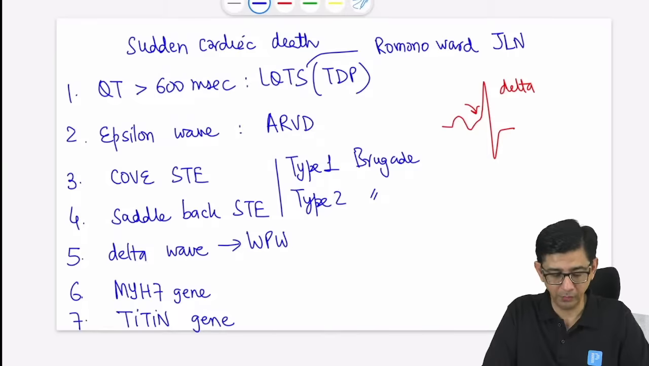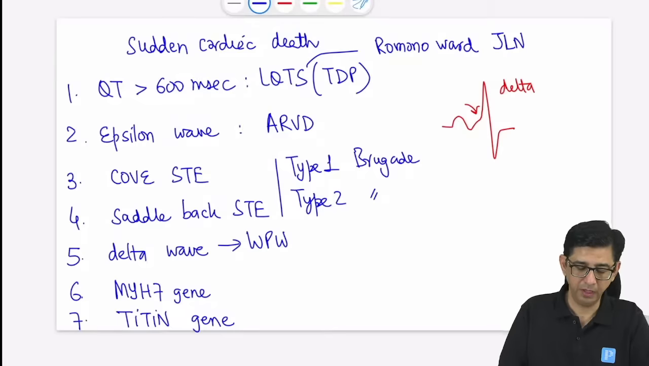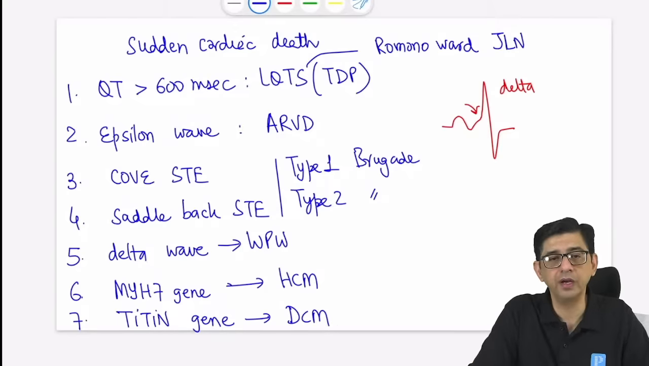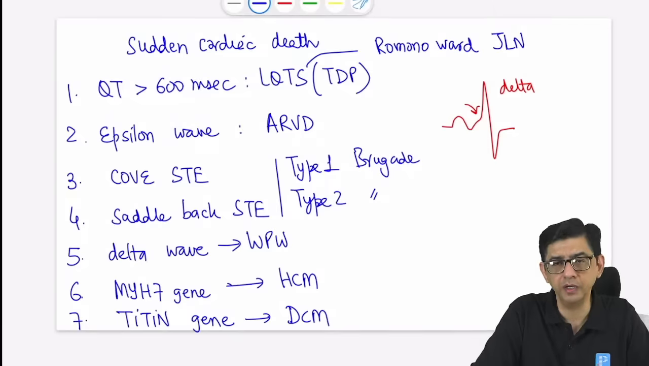Good, I am having good inputs there for most of the data. Yes, and MYH7 gene would be hypertrophic cardiomyopathy, and TITIN gene would be mainly for dilated cardiomyopathy. So yes, I had very good feedback for sudden cardiac death.